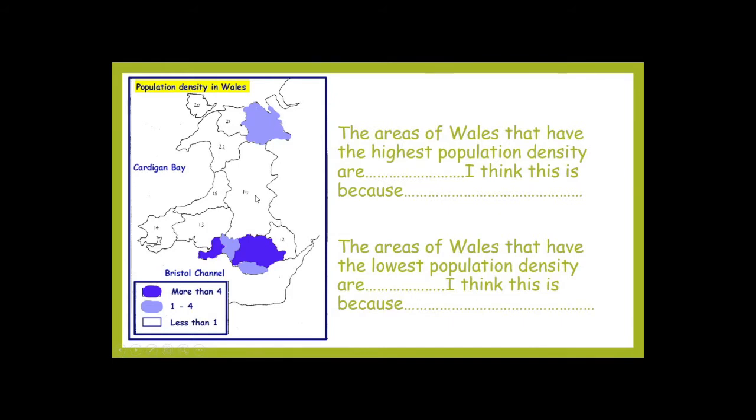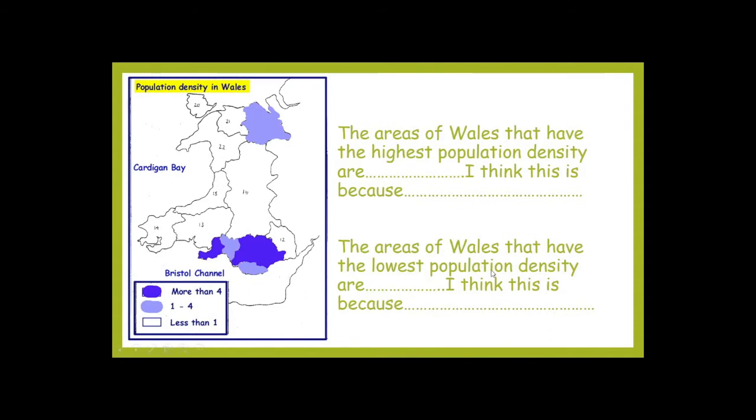Yeah, you've got a mountain range running up here. You've got the Brecon Beacons here. You've got the Cambrian Mountains here. You've got Snowdon up here. Mountainous relief is difficult to build on, it's cold and wet to live on, and it's difficult to farm on. So nobody wants to live there.